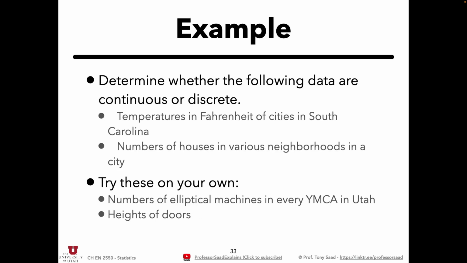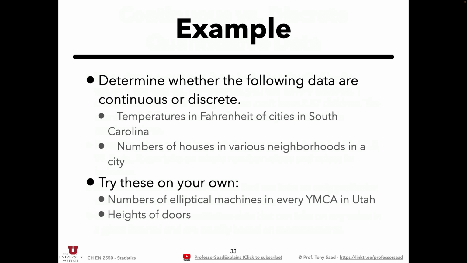Okay? Now determine whether the following are continuous or discrete. Temperature in Fahrenheit, continuous. Number of houses in the city. You can't have 700.3 homes, right? You have either 700 or 701 homes. Unless a home is in really bad shape, it's considered half a home, I guess. Number of elliptical machines in the YMCA in Utah. I don't know, come up with that example. I hope they have some.